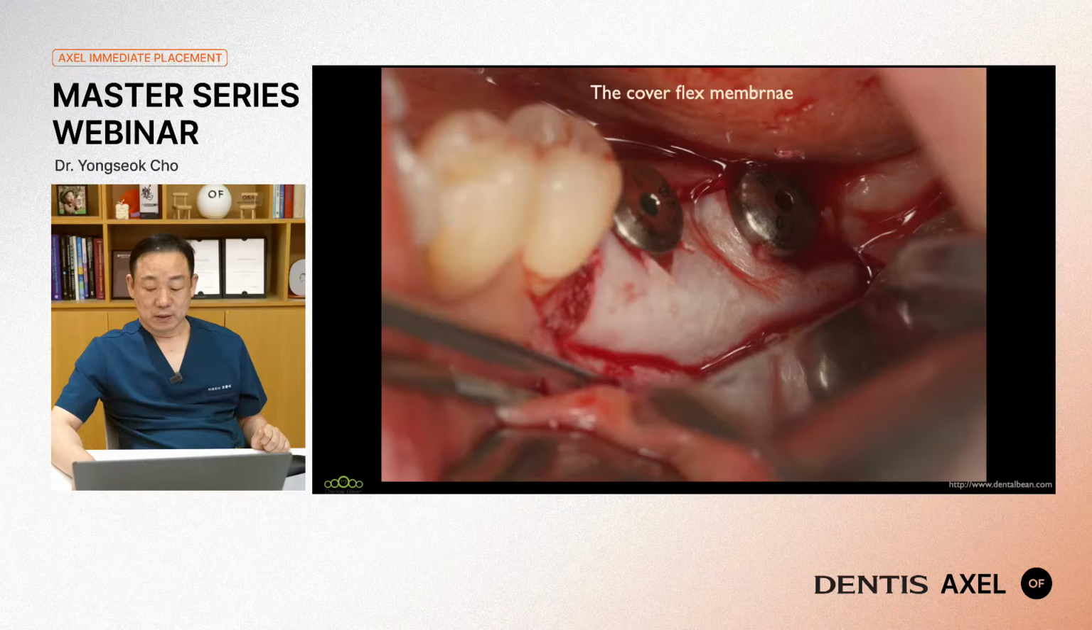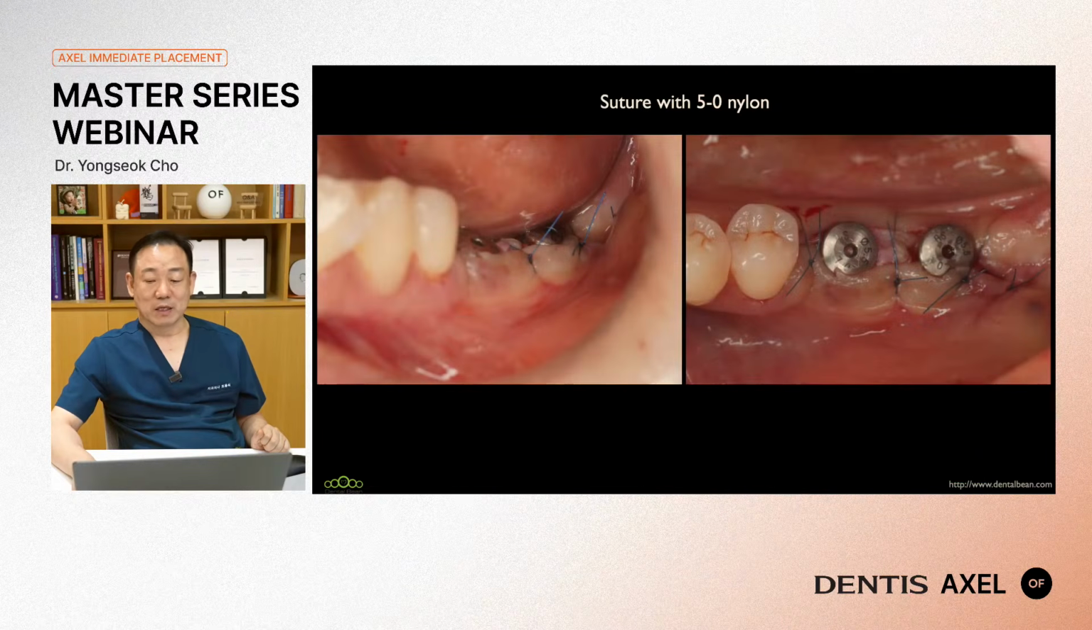Then carefully approximate the flap. I rotated the flap between the healing abutments, and I can get a primary closure.